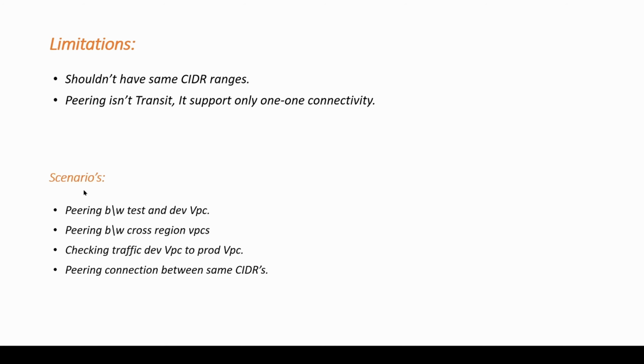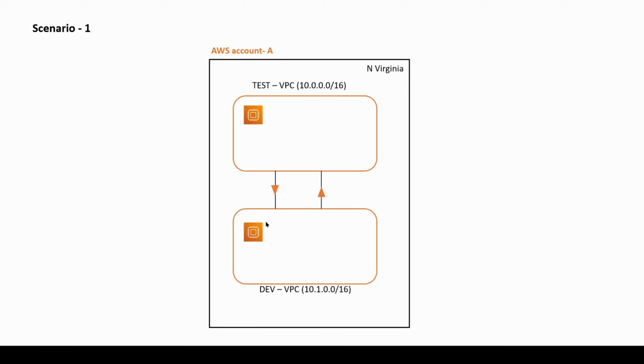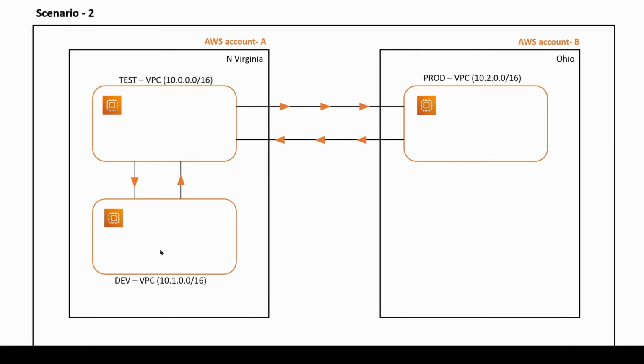We'll do hands-on the below scenarios. In the first scenario, we'll try to establish the peering connection between the test VPC and the dev VPC, and we'll do the ping test. And in the second scenario, we'll take one more AWS account in a different region, and we'll try to establish the peering connection between the test VPC and the prod VPC, and we'll do the ping test.